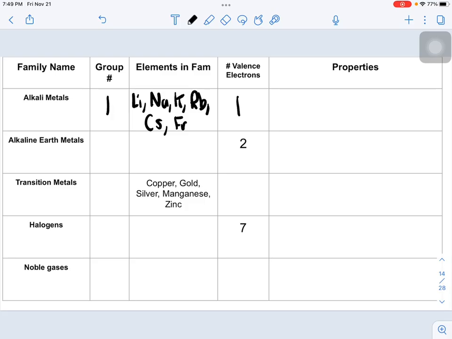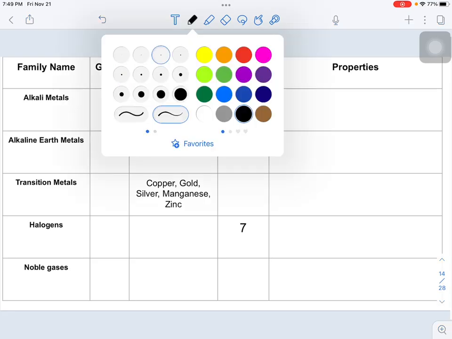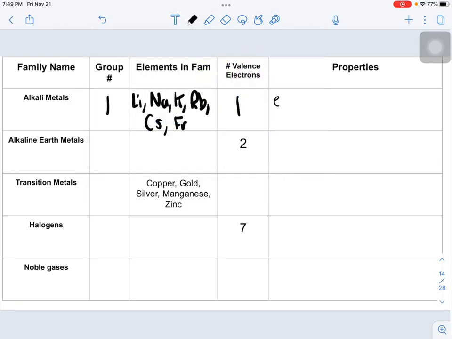Some of their properties, they are extremely reactive in water. I'm just going to put H2O. They are the most reactive elements, right? And they have 1 valence electron.